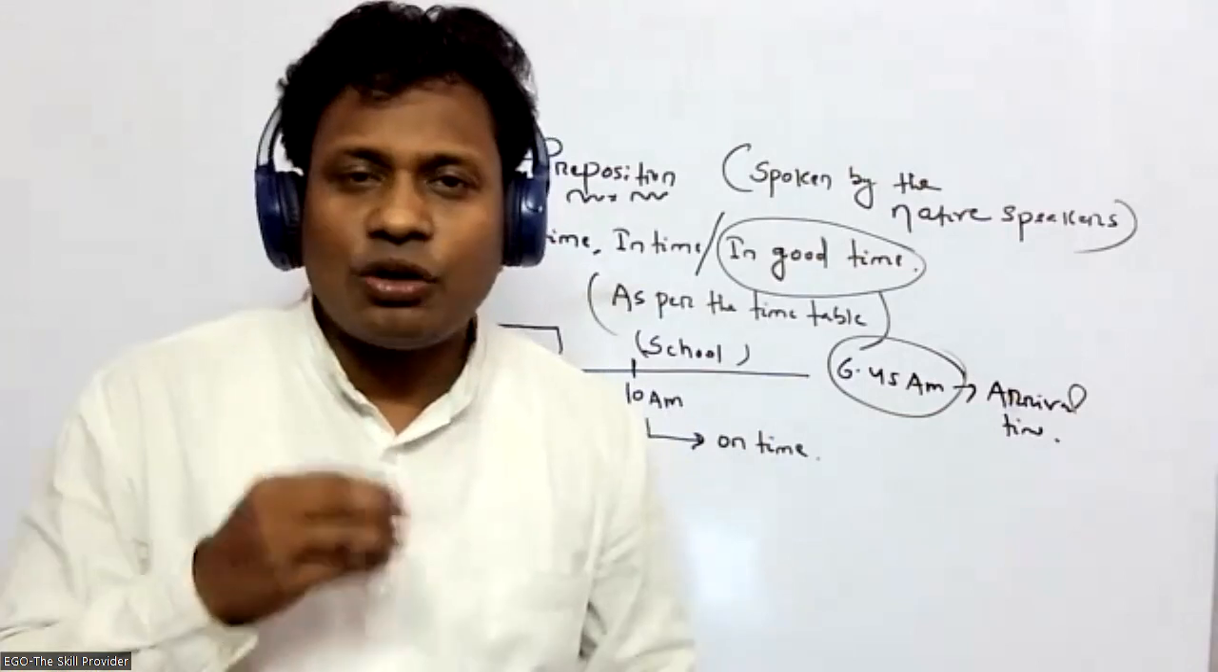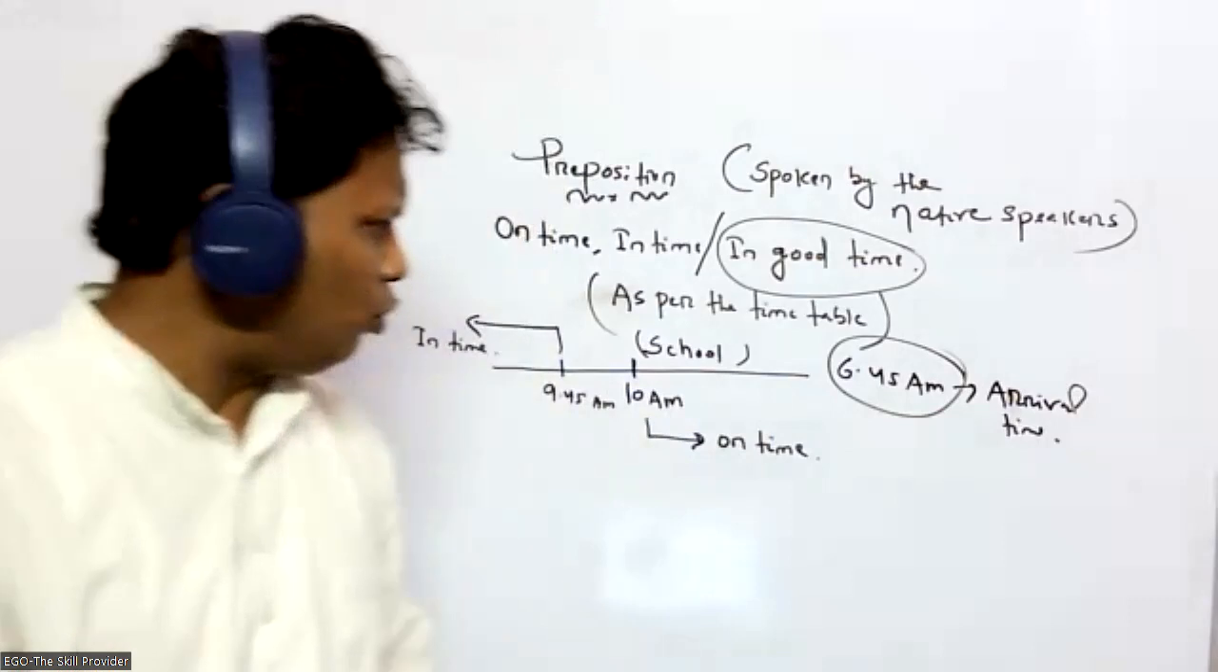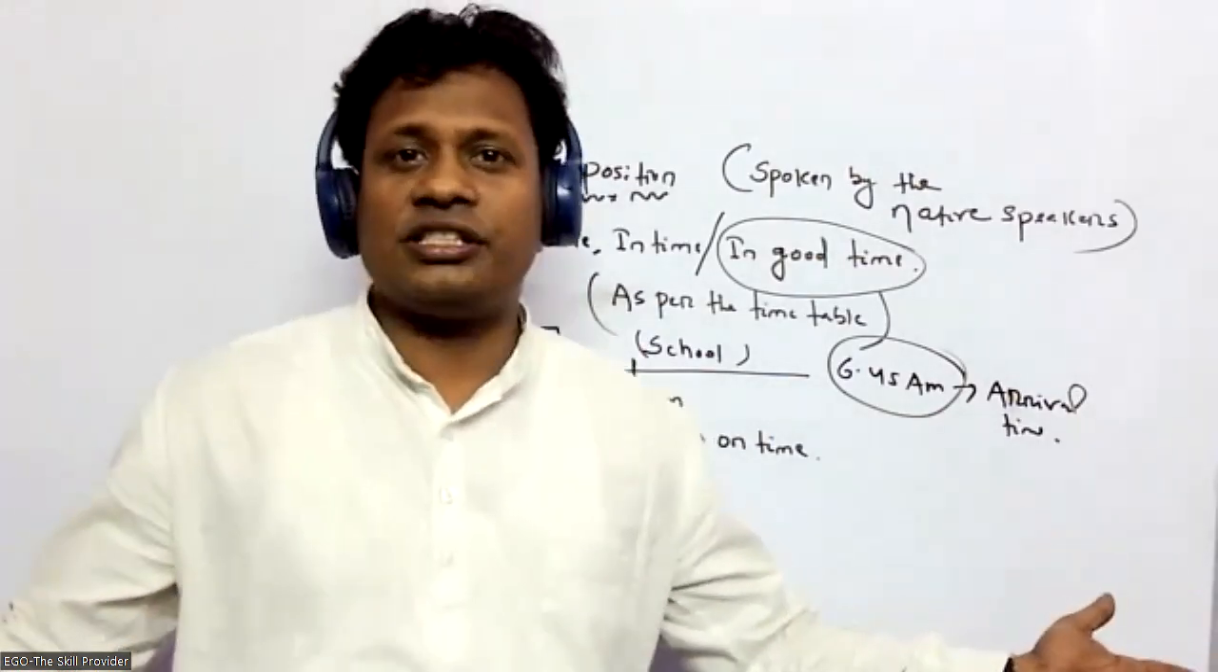A lot of people say a lot of things, but that is not actually valid. Whenever you try to speak English, it should be perfect. Why? There are two expressions: on time and in time. I always reach on time. I always reach in time.